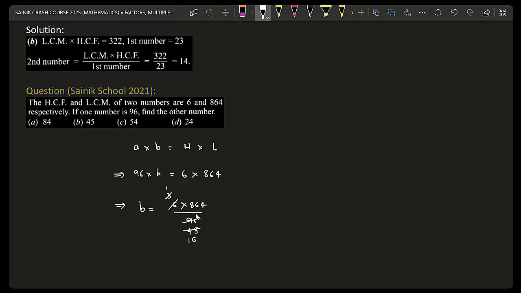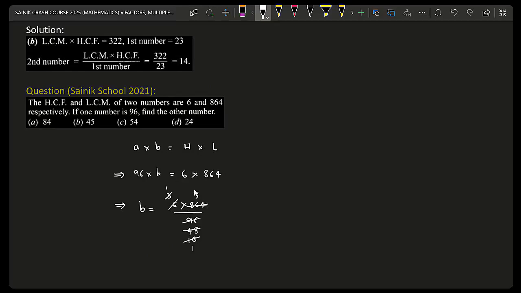read the 16 table once, Nishika. 16 ones are 16. 16 twos are 32. 16 threes are 48. 16 fours are 64. 16 fives are 80. 16 six. So 80 is useful or not? Yes, sir. 16 fives are 80.